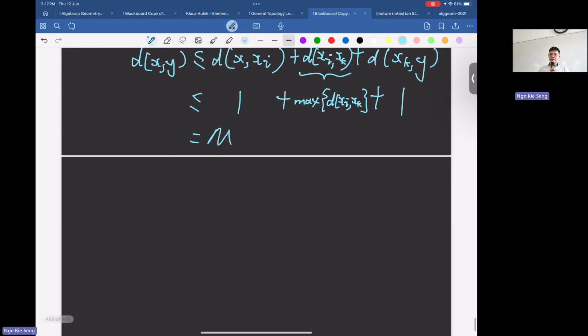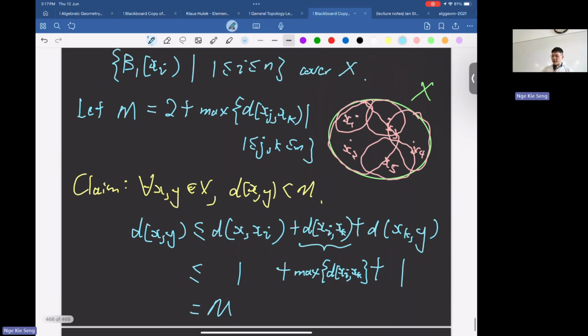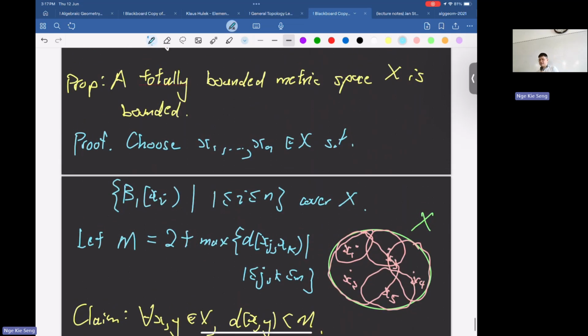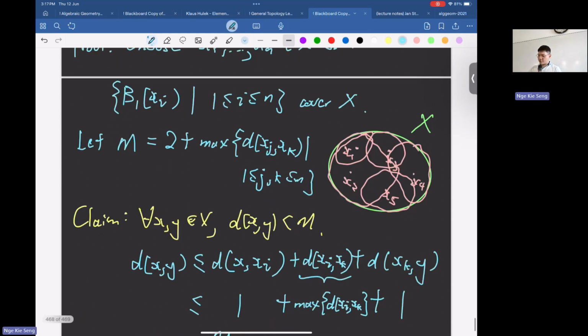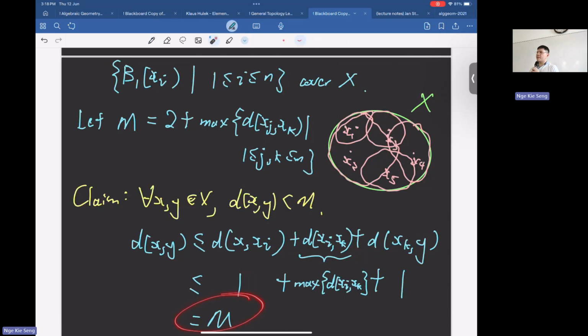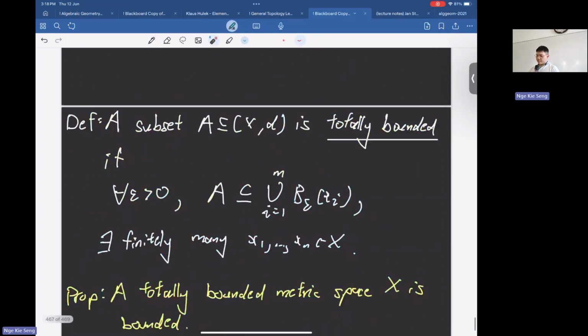But is it true that every bounded space is a totally bounded space or not? Meaning if all your distances are within some M, is it true that for every epsilon you can use finitely many balls to cover your space? Is this true or not? Not true. Why?